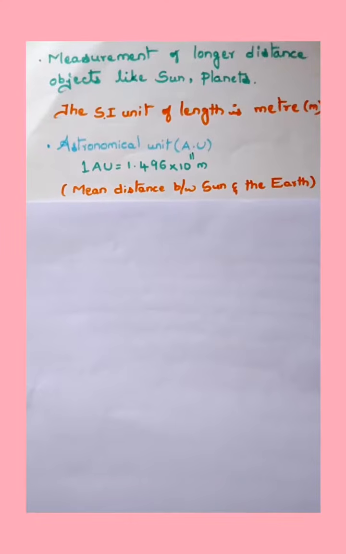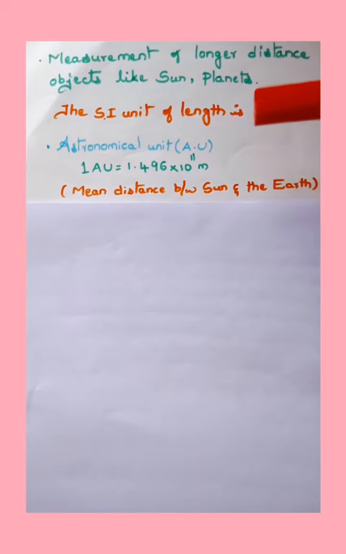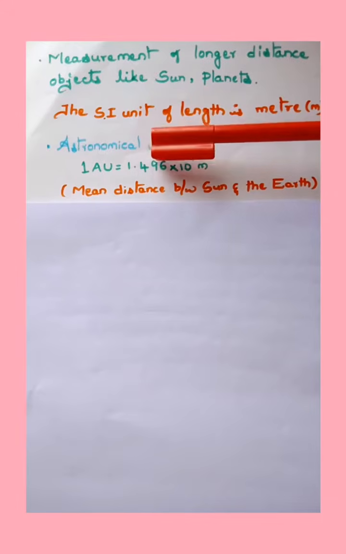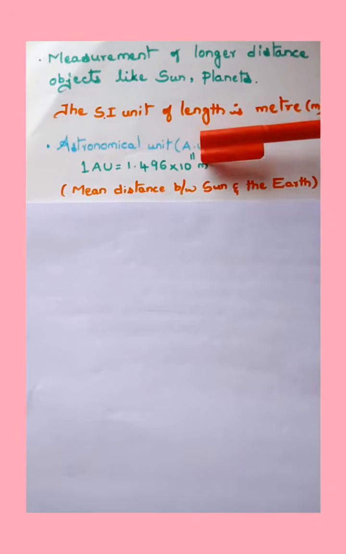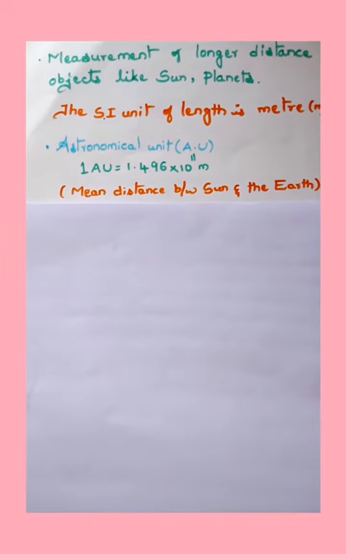Okay. So there are smaller units also and longer units also. Here they have given only longer units for reference. So we'll move quickly into that. First we go with astronomical unit, AU. This is the mean distance between the sun and the earth. So how much is 1 astronomical unit? It is nothing but 1.496 into 10 to the power of 11 meter. Remember, 1 AU, astronomical unit, is equal to 1.496 into 10 to the power of 11 meter.